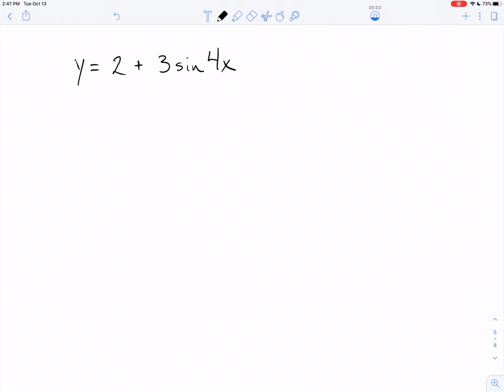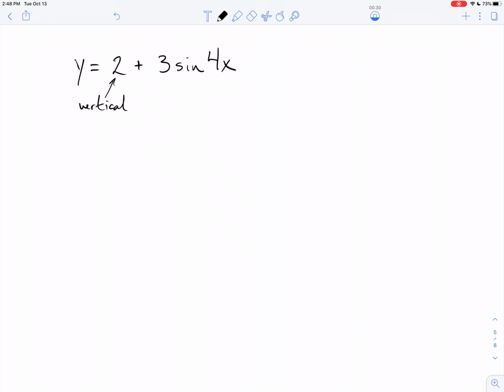Okay guys, let's talk about vertical shifts for sine and cosine graphs. So my very first graph here, I added a little something here. It's this 2. Guess what? This is my vertical shift. And since it is a positive 2, it's going to move my graph up 2 units.